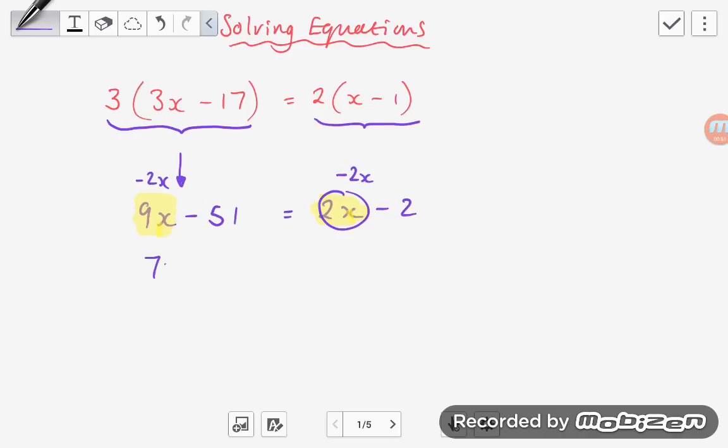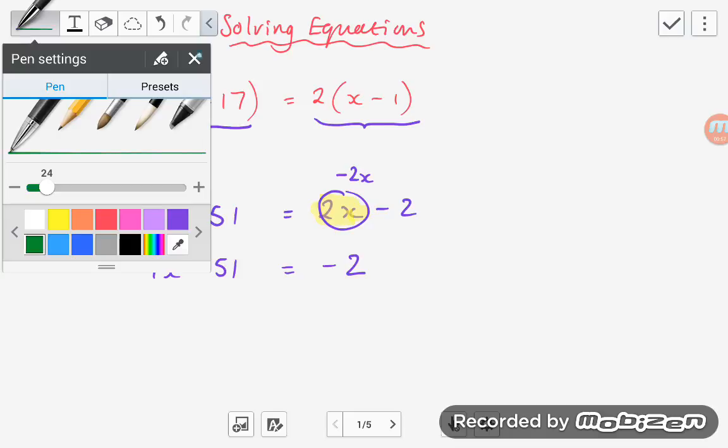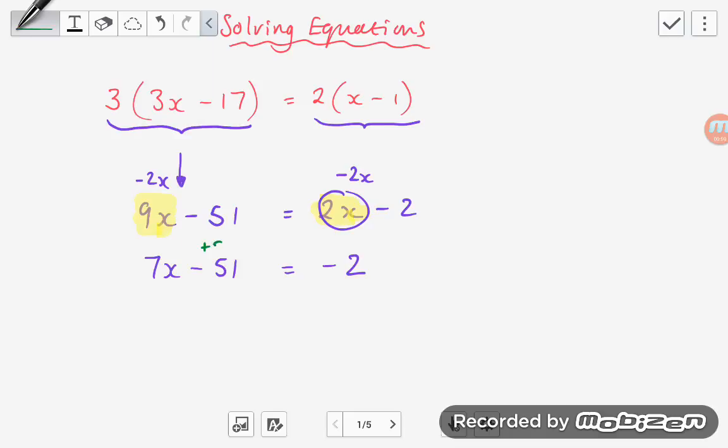And that gives me 7x minus 51 equals minus 2. Now the next bit, we would add 51 to both sides. And that will give me 7x equals 49, and then 7 sevens make 49. Right, we're going to look at two more examples so that you have a good idea of how to complete the questions that you'll see in a few minutes.